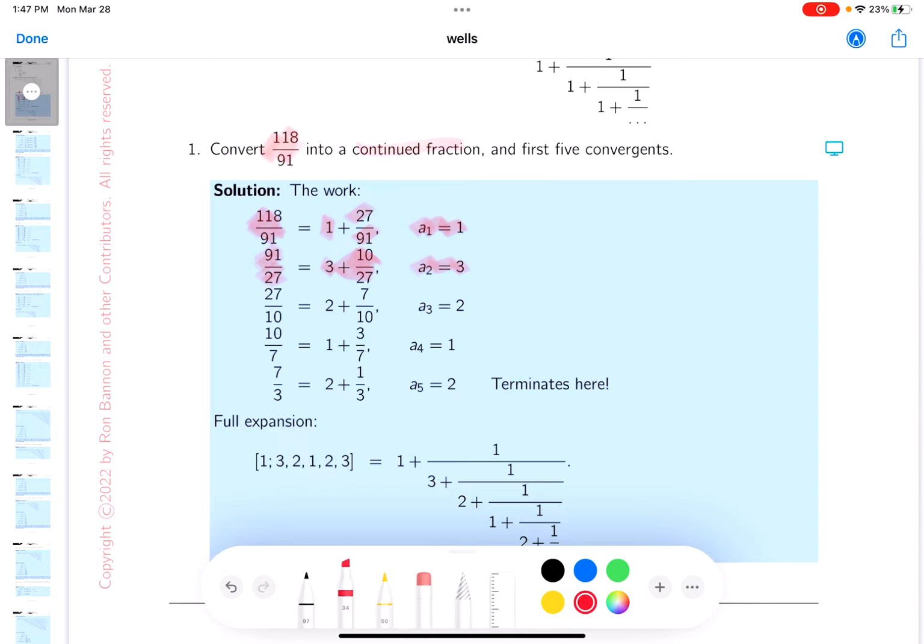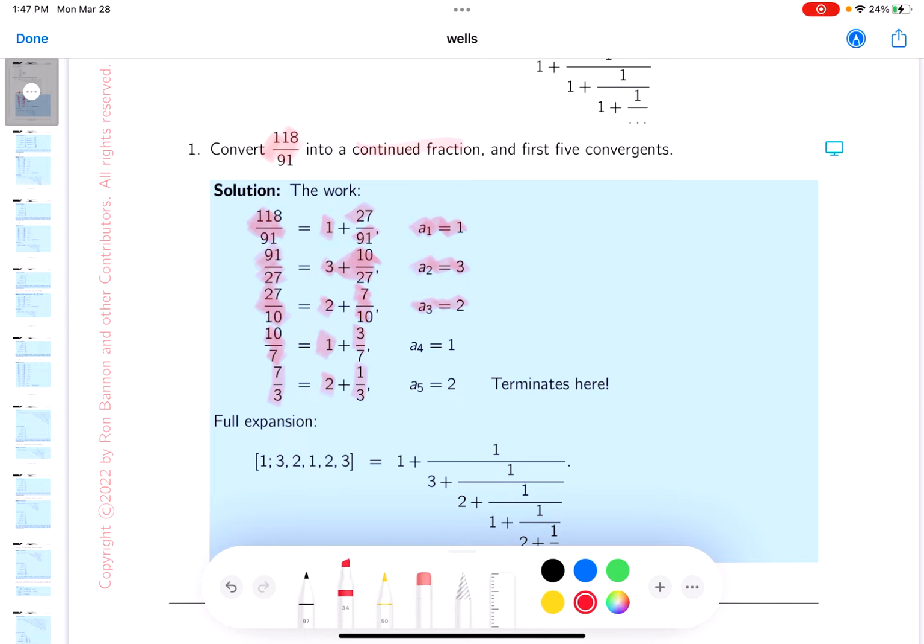Now you take the 10/27ths, you can take the reciprocal of it. You get 27 tenths. 10 goes into 27 two times with a remainder of 7. Now the A3 is going to be 2. Take the reciprocal of 7 tenths, you get 10 sevenths. 7 goes into 10 once. Remainder 3. Reciprocal again, 7 thirds. 3 goes into 7 twice.